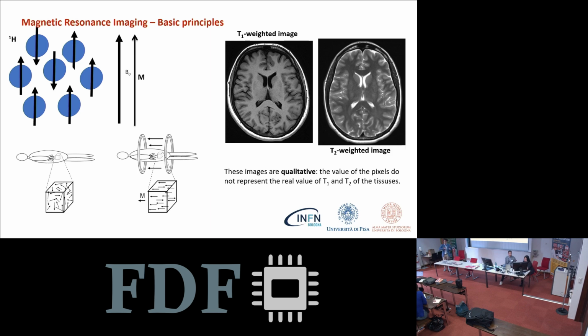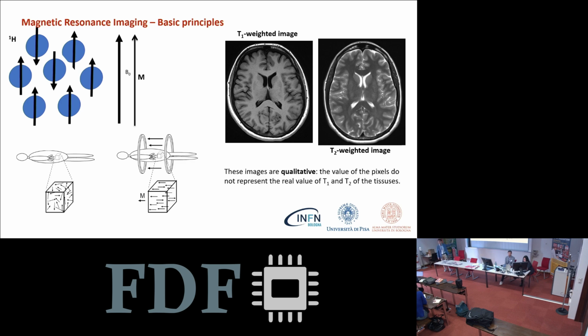And this process of going back to the equilibrium position is what we call relaxation. We can look at this relaxation process along the direction of the B0 field, and we obtain the so-called T1 weighted image. Or we can look at the process in the direction perpendicular to the B0, and we obtain the T2 weighted image. Now, T1 is the time constant that dominates the longitudinal relaxation. T2 is the time constant that dominates the transverse relaxation.